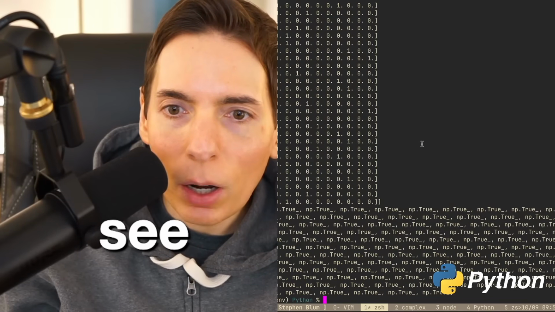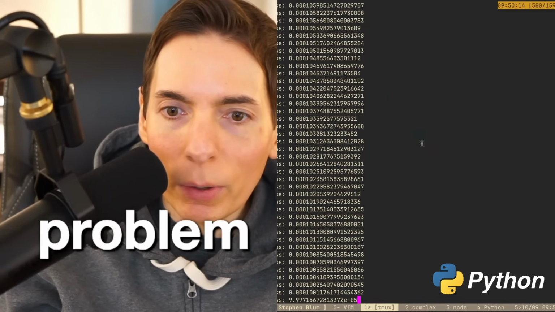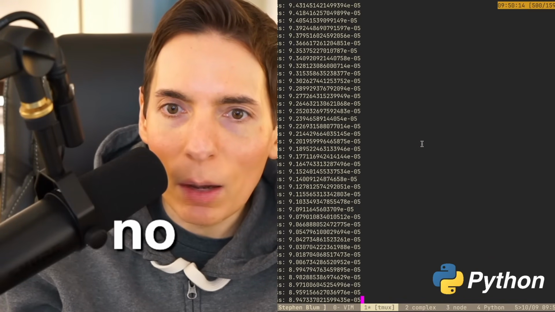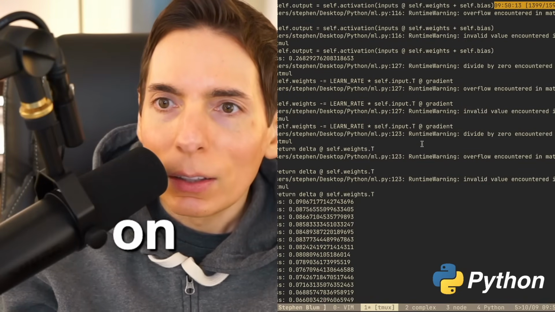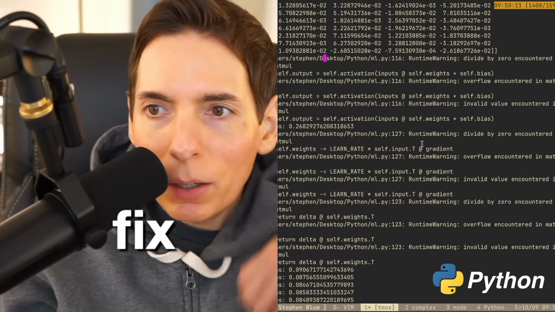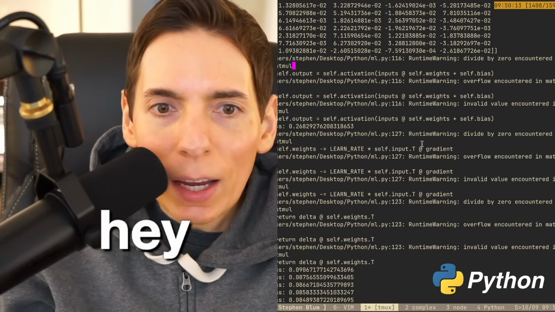Okay, but here's where the problem comes in. Wait, is it gone? No, it can't be gone. It's right here. Here it is. Okay, so we see here on the screen, this is also what I want to try to fix. Divide by 0 encountered.